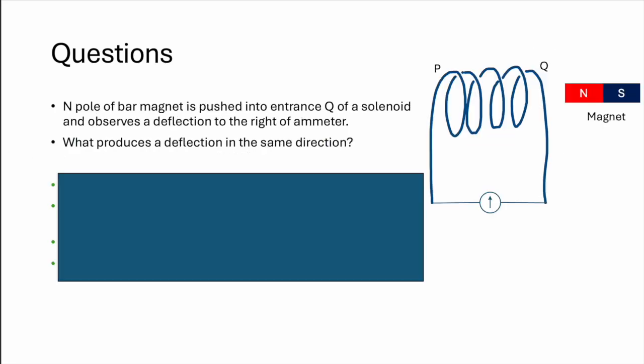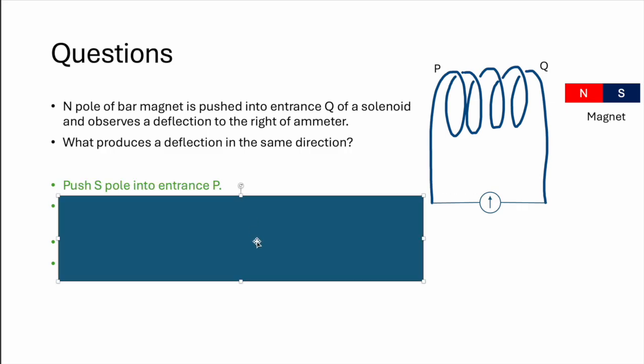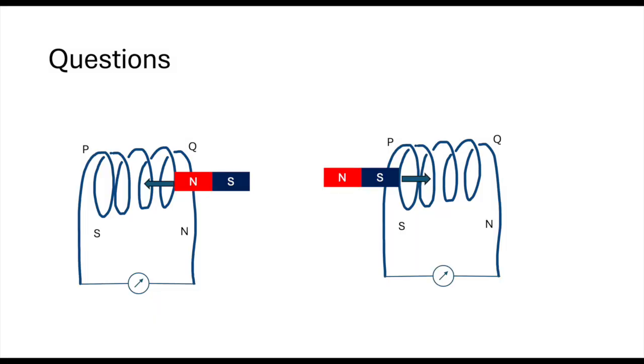Student pushes north pole into Q of a solenoid. Deflection to the right. What produces a deflection of the same direction? So you just have to reverse everything, right? If you push it in using the north pole, Q will be a north pole, right? And if you want that part to be a north pole, you have to pull the south pole out of P, or rather pushing the south pole into the end of P.